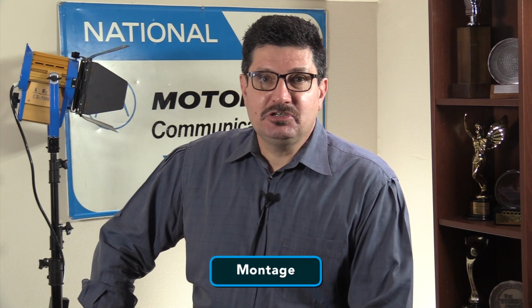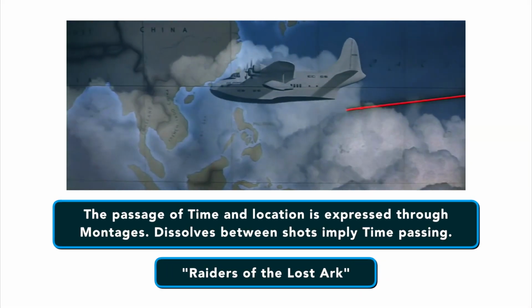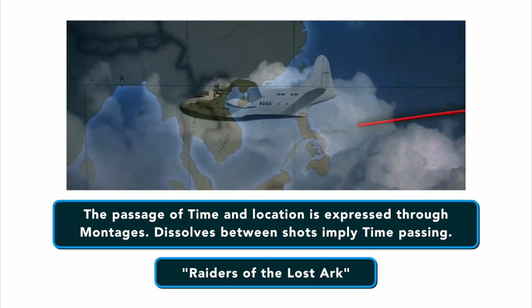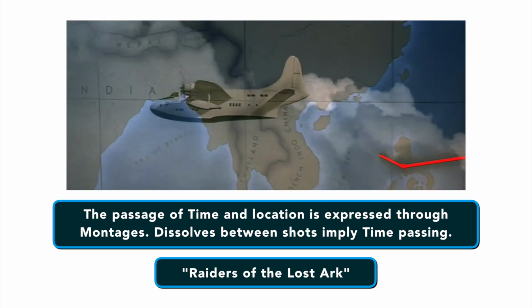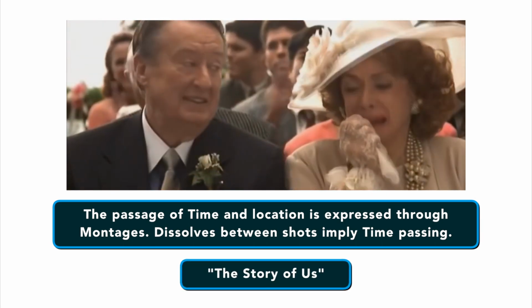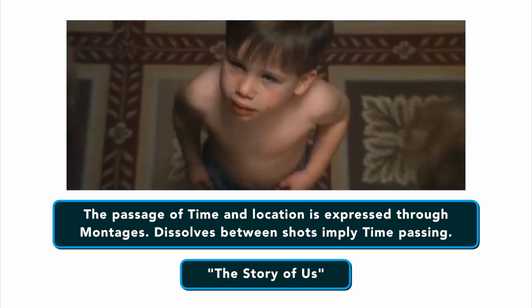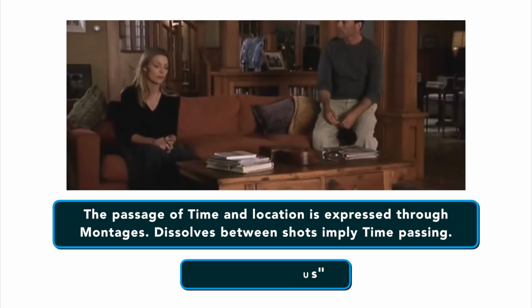The montage. Montage is a sequence of rapid shots used to quickly show the passage of time. If you wanted to show that a character had spent a long time searching for treasure, you might show a sequence of airplanes taking off and landing in various exotic locales. Likewise, if you wanted to show how a couple's relationship evolved, you might show a first date, a proposal, a wedding, and the birth of a baby.